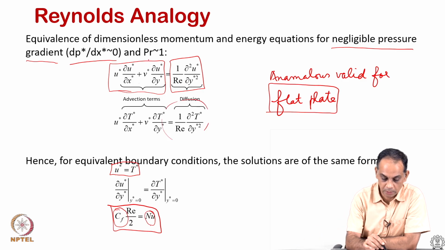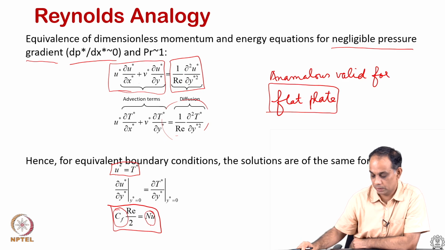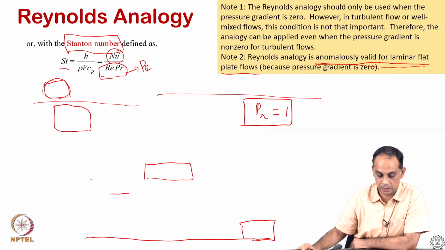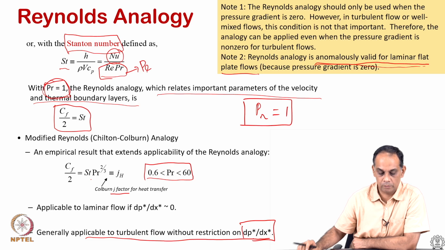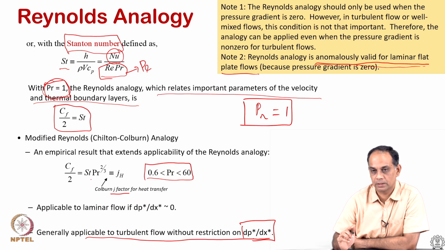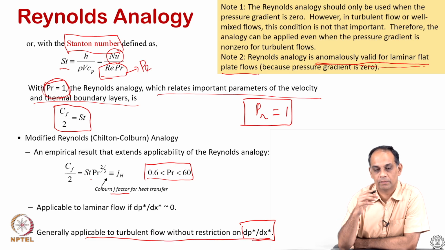If the Prandtl number is more than 1, then you will end up having a difference, because you will end up having 1 divided by Peclet number here instead of 1 by Reynolds number. So that is why Prandtl number being 1 is a critical need for Reynolds analogies to exist. Okay.